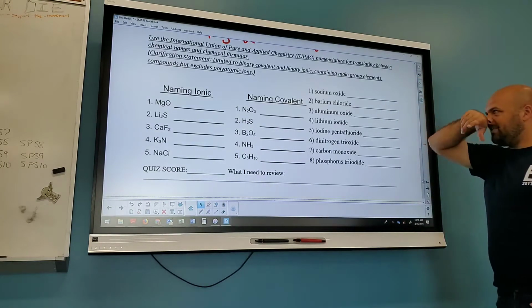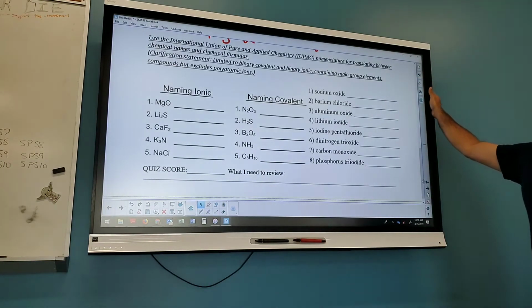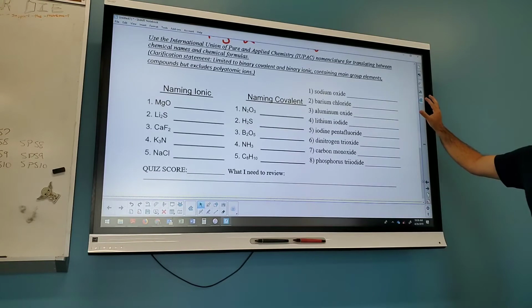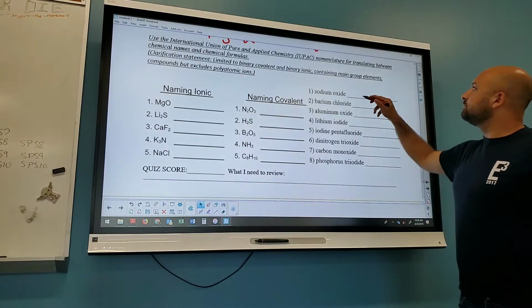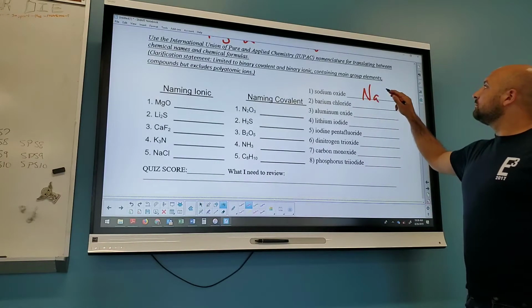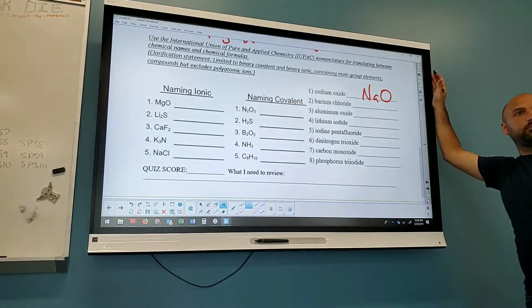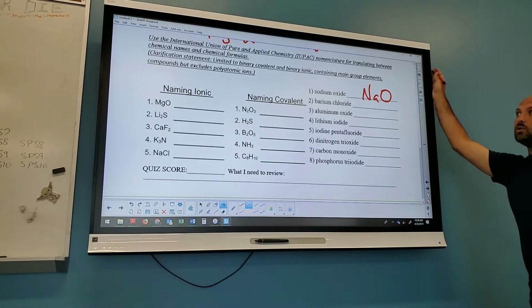Anyways, over here, naming these. So this time we're going to change it to the formula. And again, looking at these, you can tell which ones are ionic. Which ones are ionic? 1 through 4. So, sodium oxide, NaO would be incorrect.